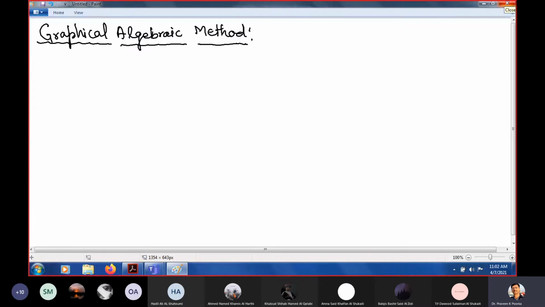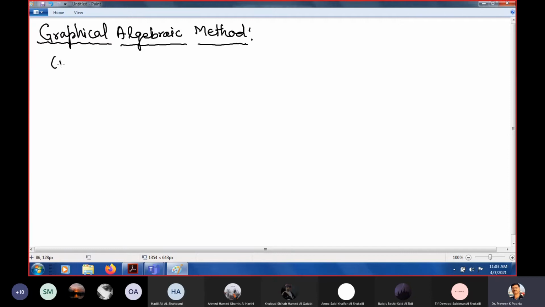So good morning students. Today we are going to study the graphical algebraic method. If you remember, yesterday we studied the graphical method, and the graphical algebraic method is almost the same as the graphical method. Only one little part is different.